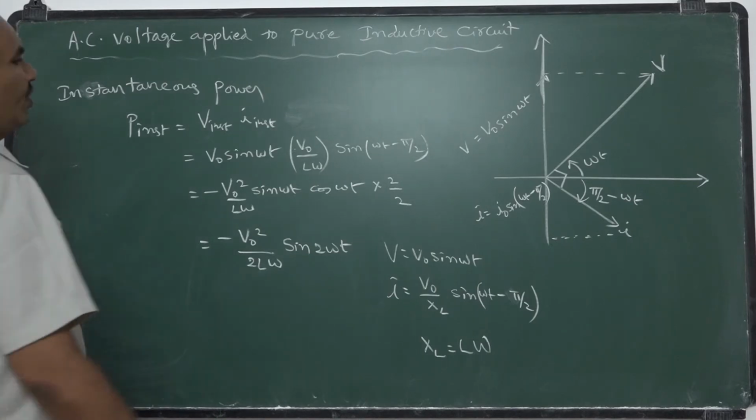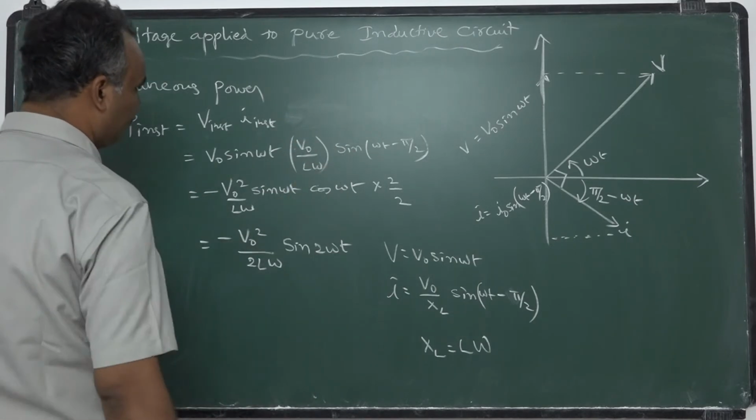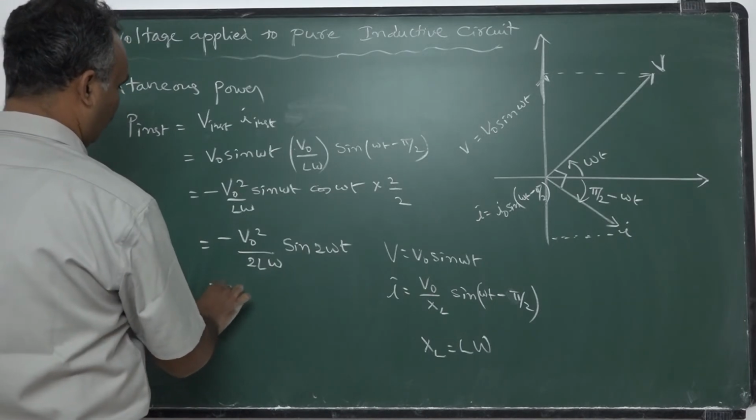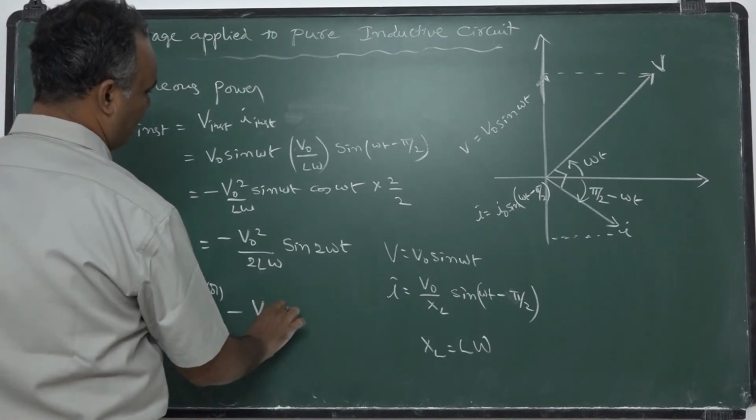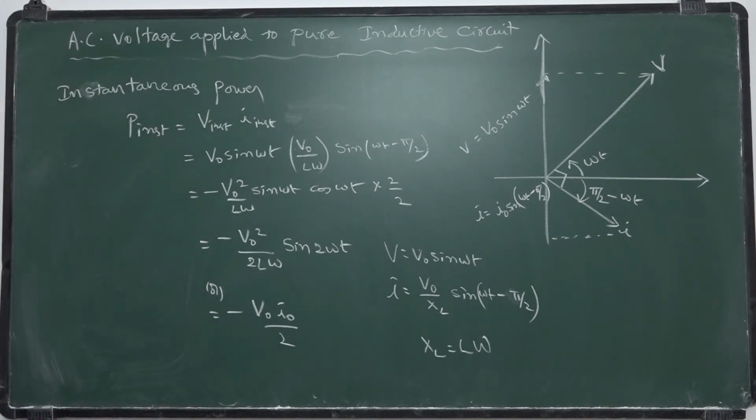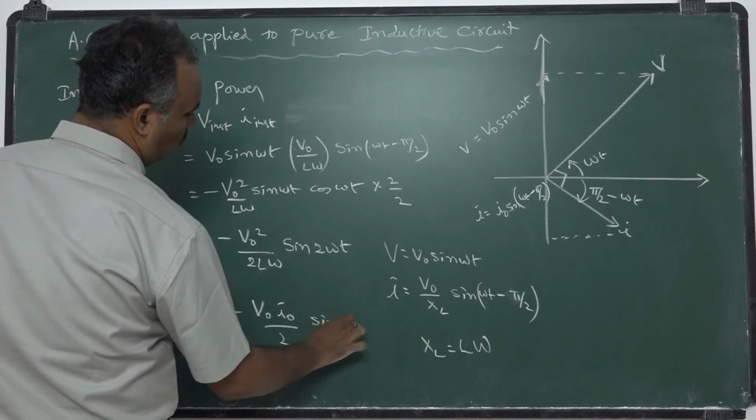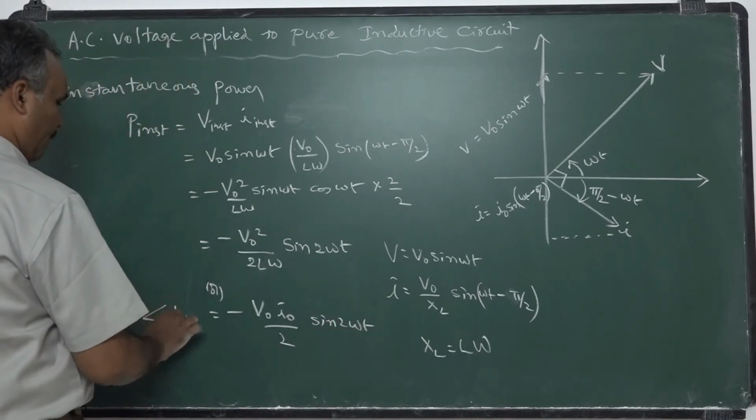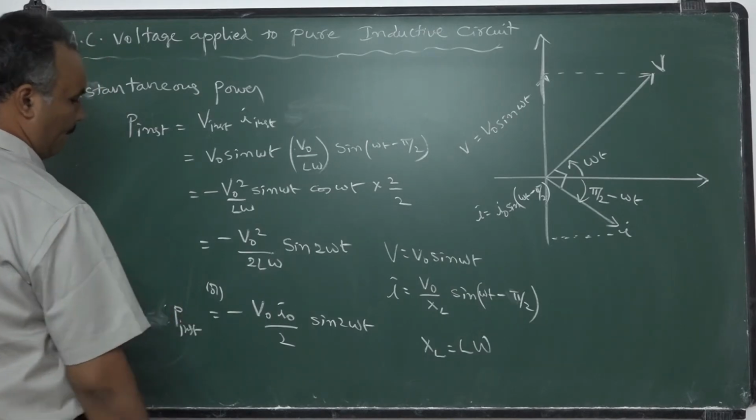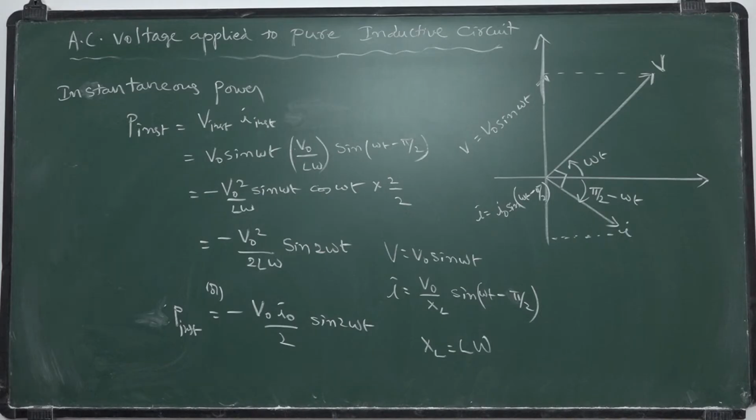Otherwise, if I keep this V naught by L omega as I naught, in that case the same formula you will get like this: minus V naught I naught by 2 sine 2 omega t. This is the instantaneous power through a pure inductive circuit. Now let me calculate the average power over a complete cycle.